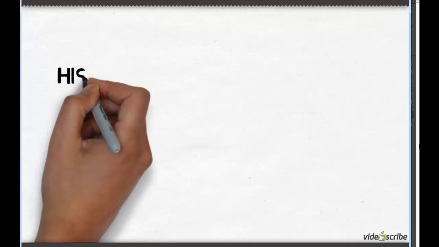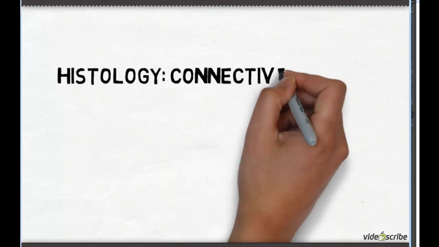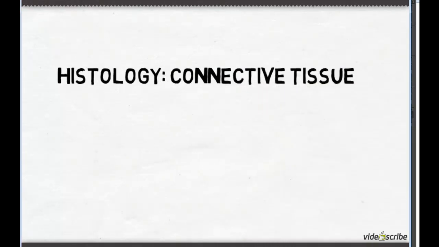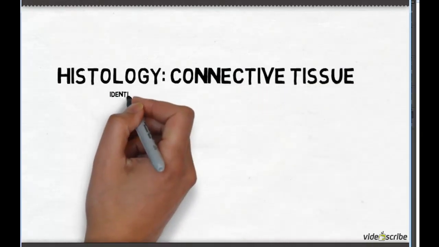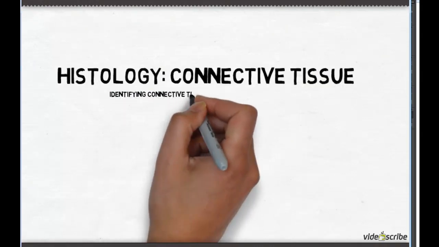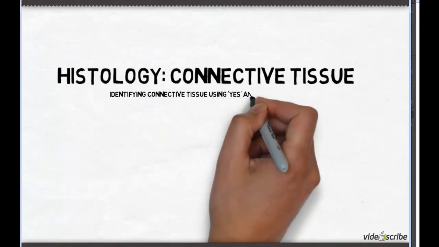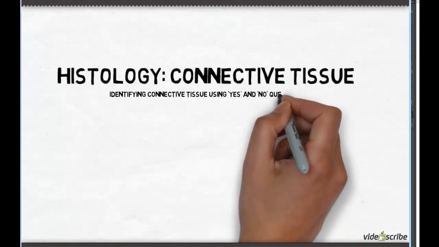In this presentation, we are going to continue our discussion of how to identify tissues, particularly connective tissues, using yes and no questions. Connective tissue is the most common tissue seen in the body. It connects the various components of the body. Blood, bone, tendons, ligaments, cartilage, and adipose or fat are all connective tissues.